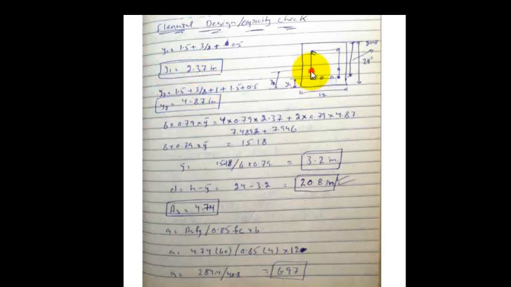Y2, which is here: 1.5, the same cover of concrete, 3/8 for the stirrups, plus 1 inch, the distance between this and these steel bars, plus 1.5 plus 0.5, half the diameter of the bar. So Y2 is equal to 4.87.